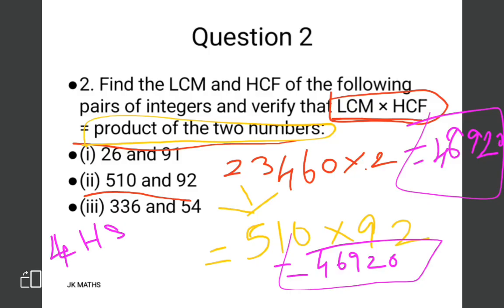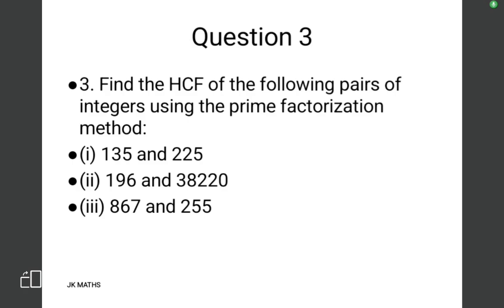Let's go to another sum. Find the HCF of the following pair of integers using the prime factorization method. In the previous sum they told us to find both LCM and HCF and prove the product of two numbers equals LCM into HCF. Now we should find only HCF, which is the easiest one. For 135 we should use only prime factorization, otherwise your teachers will cut the marks.